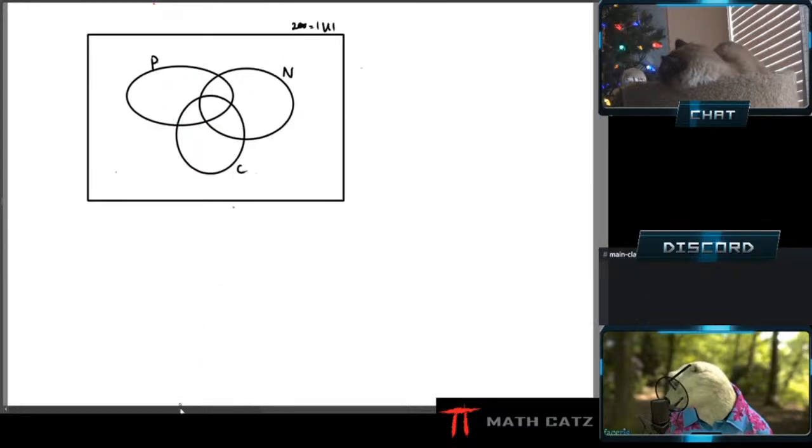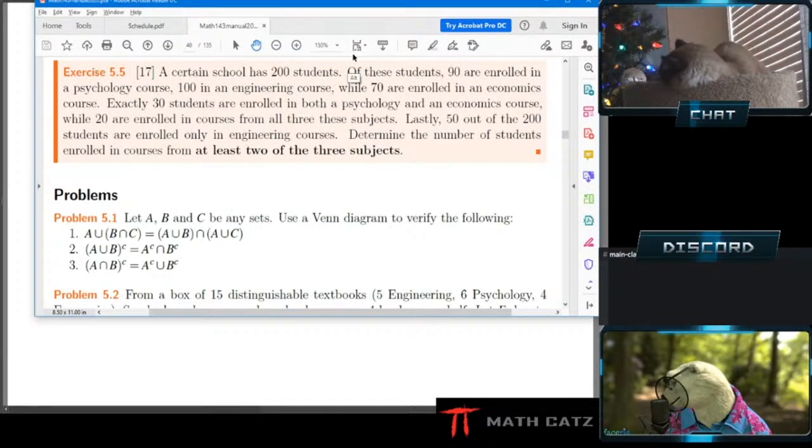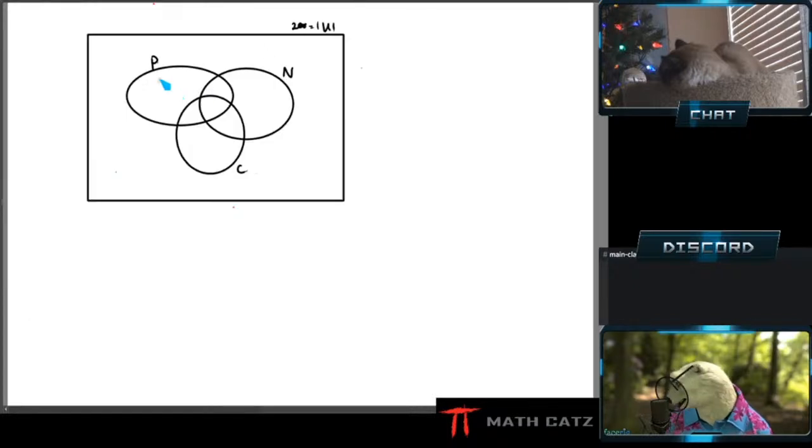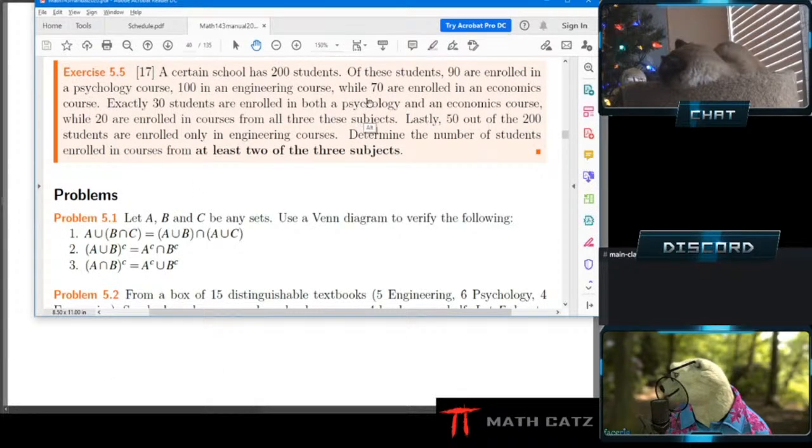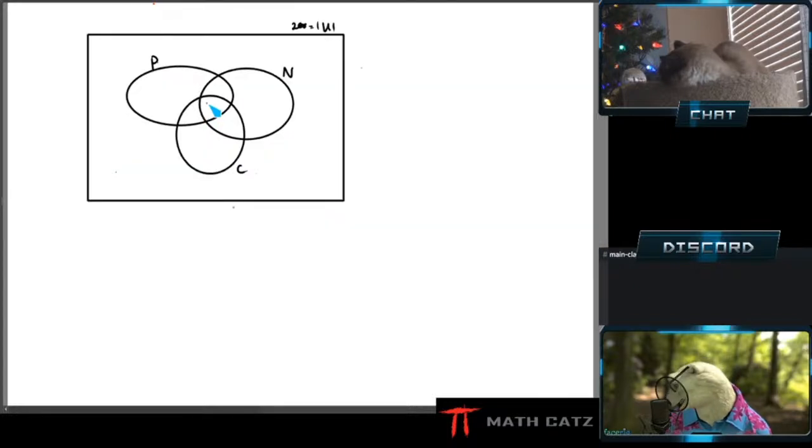I have 4 regions right now for psychology, all open, all waiting for numbers. It's okay. 100 in engineering, same problem. 70 in economics, same problem. 30 students are enrolled in both the psychology and economics course. Psychology, economics. Still 2. Not ready to be put in. 20 are enrolled in courses from all 3 subjects. That is something I can put in. 20, all 3 subjects. Okay.